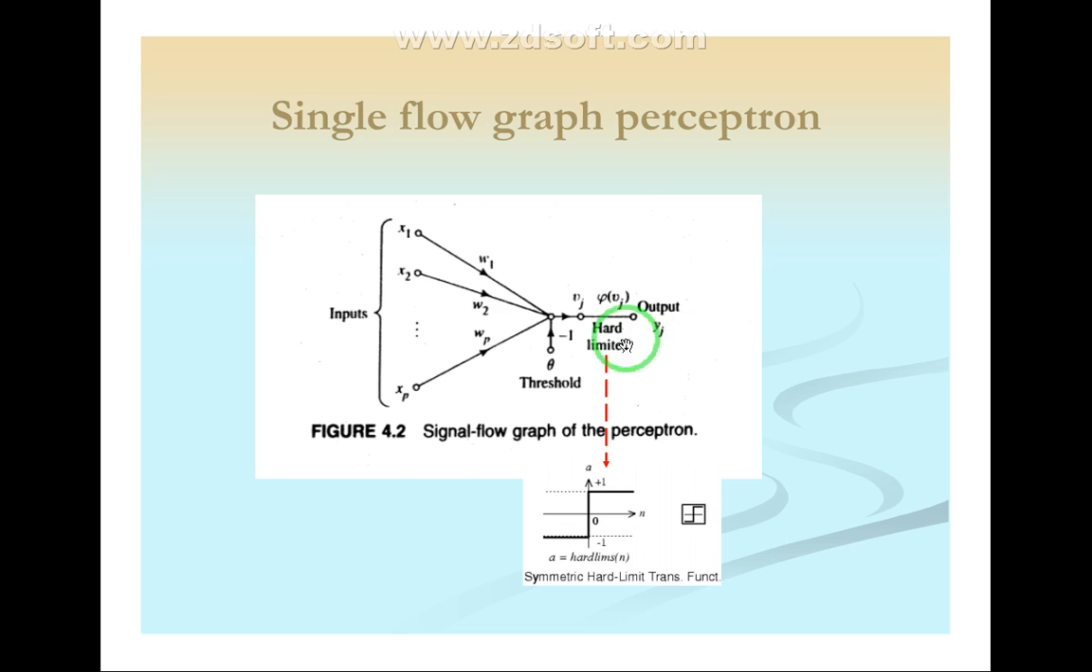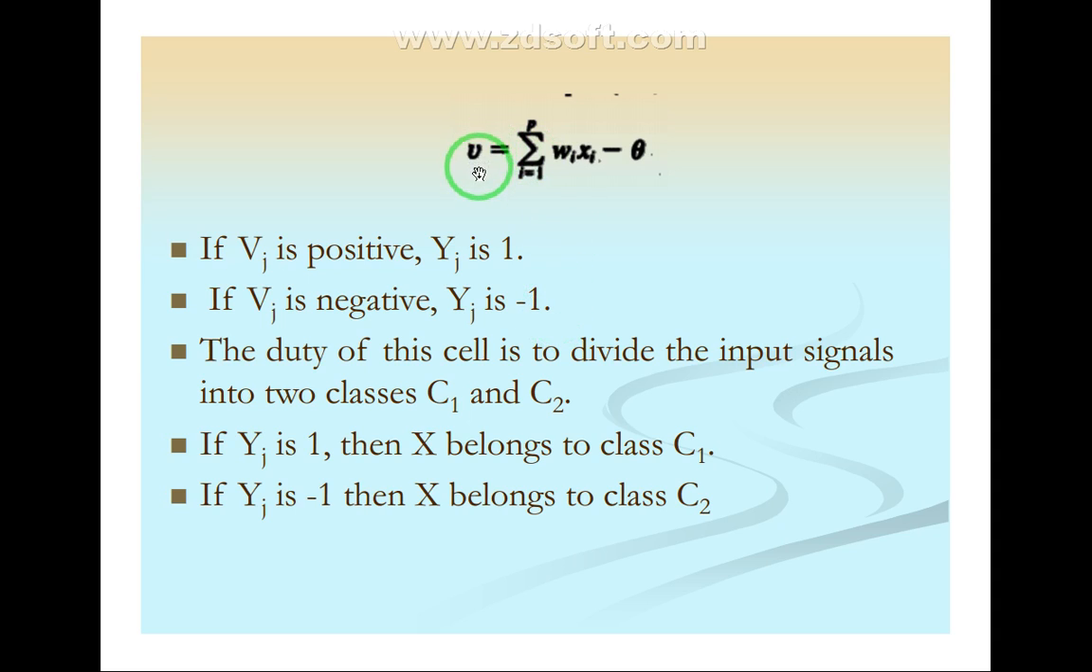So first, how do we calculate Vj? Originally we have to find Vj. Vj equals sigma Wixi minus theta, the summation of weights times inputs minus threshold. And with respect to the transfer function, we could say if Vj is positive, Yj is equal to 1. If Vj is negative, Yj is -1.